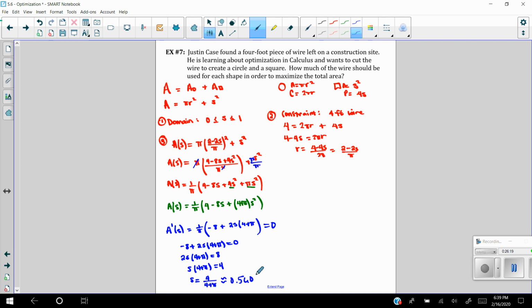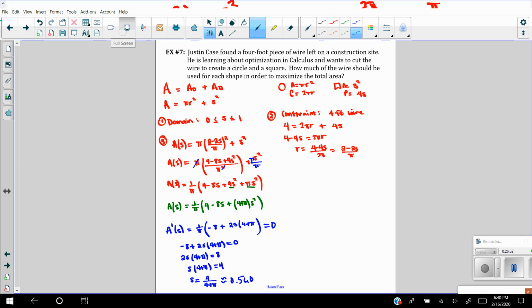We have a couple of things we need to do now. First of all, we need to justify that this is a maximum because we're trying to maximize area. And then we also have to test our endpoints because those are also possible. Even if 0.560 is a maximum, it would be a relative maximum. We need to see if either endpoint yields a larger area, because that would make it an absolute maximum on the closed domain.